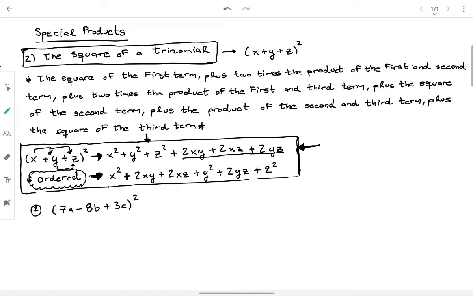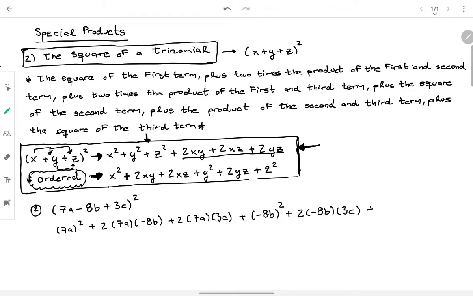So in this case, it's going to be the first term squared plus 2 times the first and the second term multiplied, then plus 2 times the first and the third term plus the second term squared plus 2 times the second term multiplied by the third term plus the third term squared.